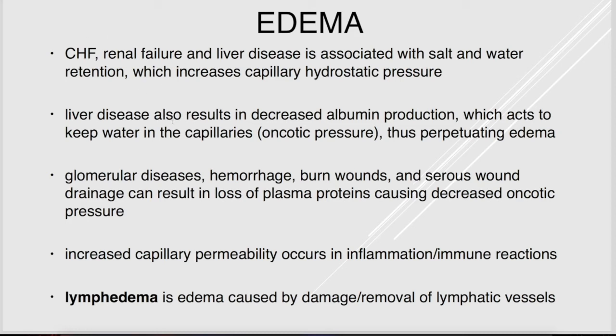Now, liver disease results in decreased albumin production because albumin is produced by the liver. The liver is really important for increasing capillary oncotic pressure, so if it's not there, this perpetuates edema. Any loss of plasma proteins will decrease oncotic pressure and be a factor in the formation of edema. Like I said, increased capillary permeability occurs in inflammation. And then lymphedema is caused by damage or removal of lymphatic vessels. So this could be due to things like tumors or radiation or removal. I use the example of a unilateral mastectomy. You can really see lymphedema in those cases.